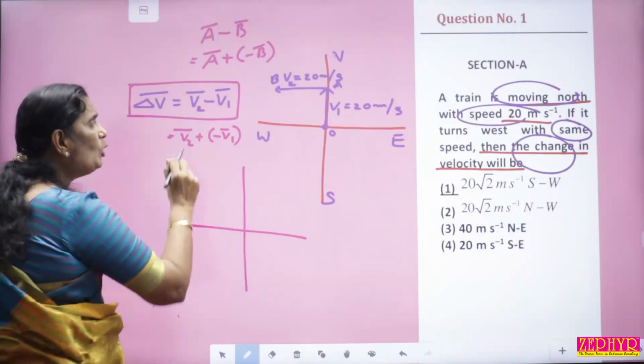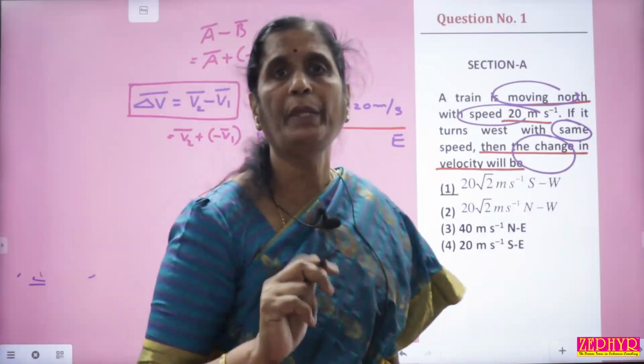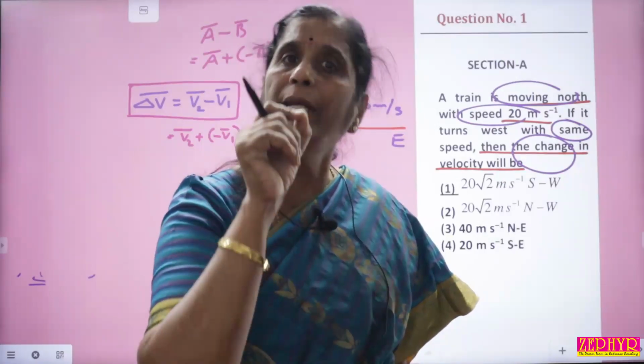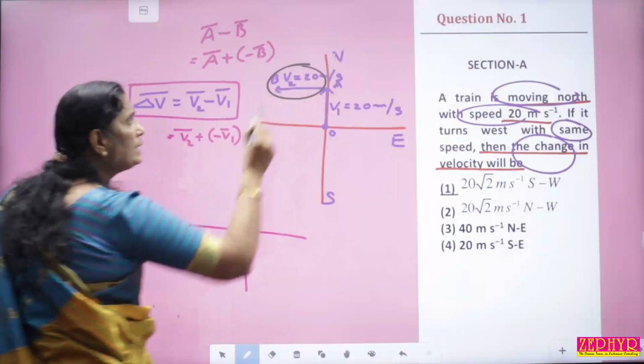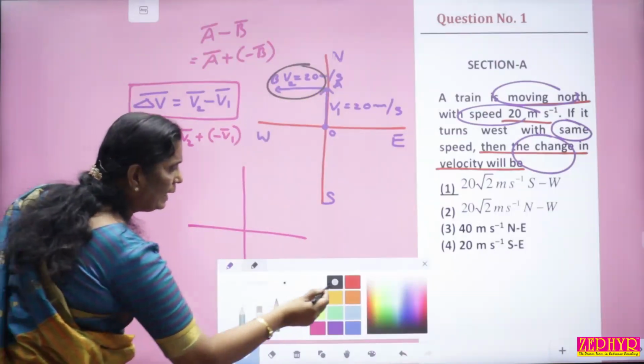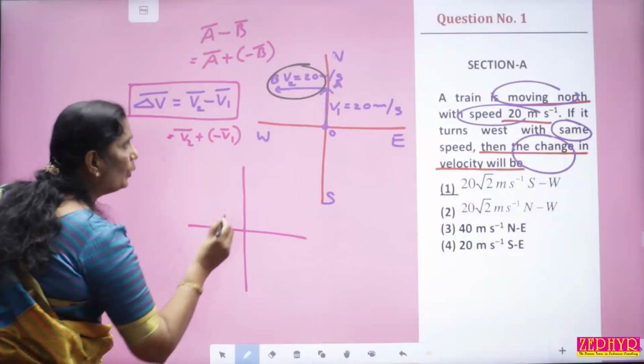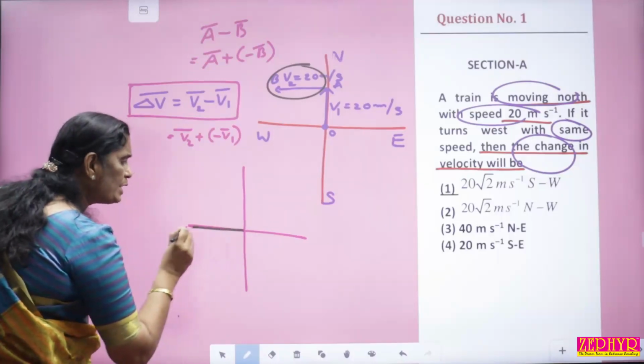So now V2 minus V1 is what we need. So first draw V2, and then add minus V1. V2 is the same only. We are not changing the direction of V2. So V2 only, shift it. Just shift it.